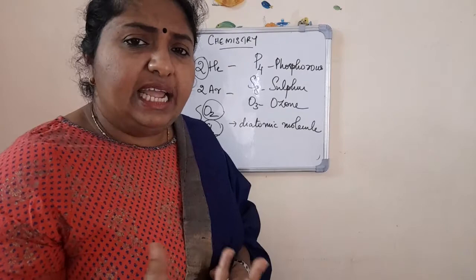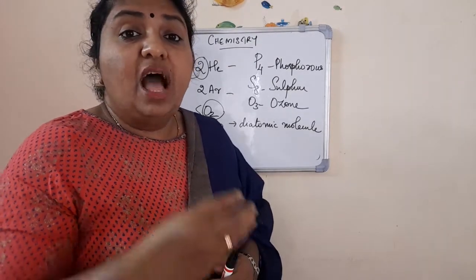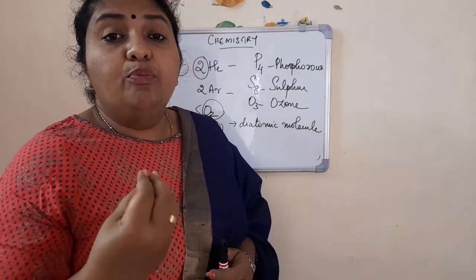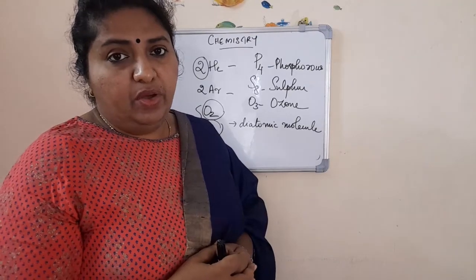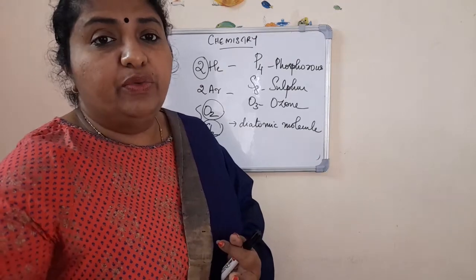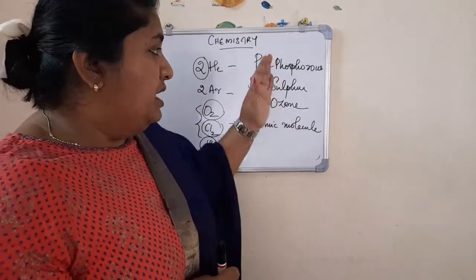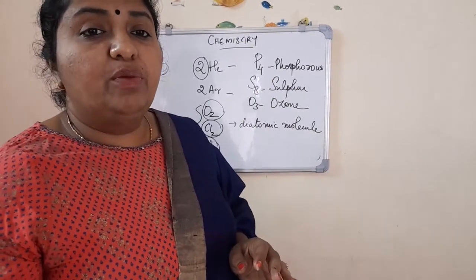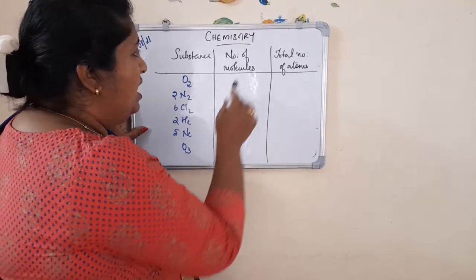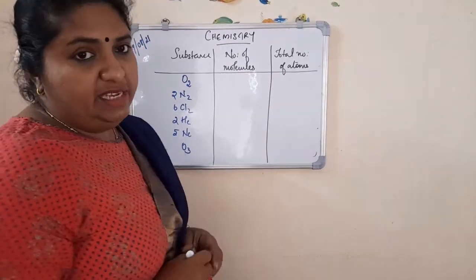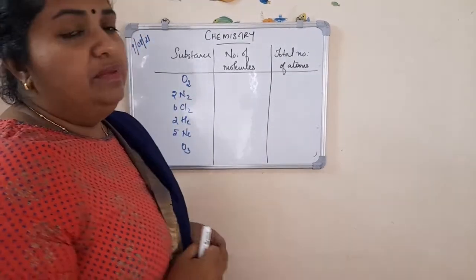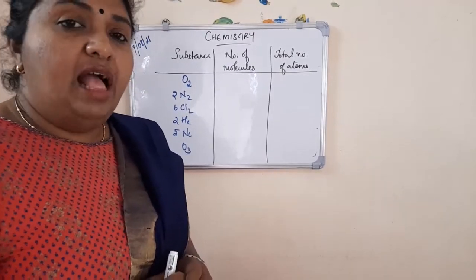Here there is more than 2 atoms. When a molecule is containing more than 2 atoms, we call them as polyatomic molecule. Poly means many. So monoatomic, diatomic and polyatomic molecule. I hope that you have understood how we are representing this monoatomic and diatomic. Now in this table I have written the names, symbols of some substances, number of molecules, total number of atoms. If you have understood the concept of atom and molecule, you can easily fill up the number of molecules and the total number of atoms.